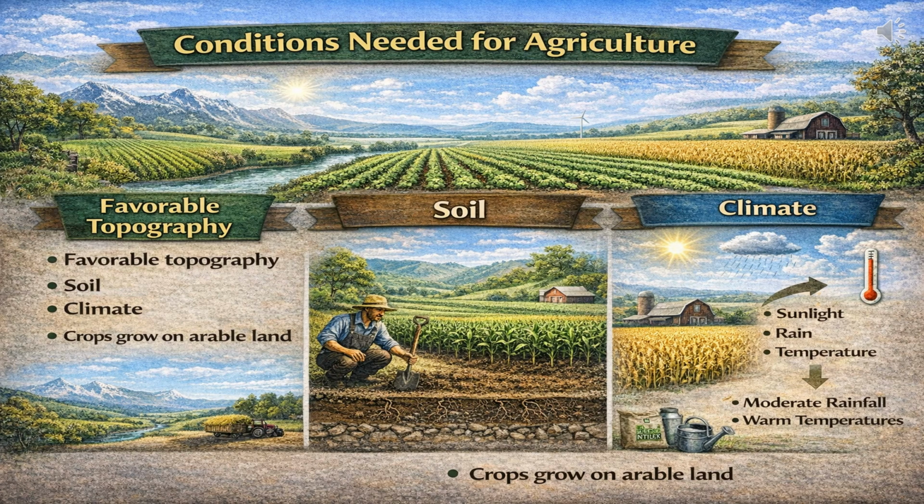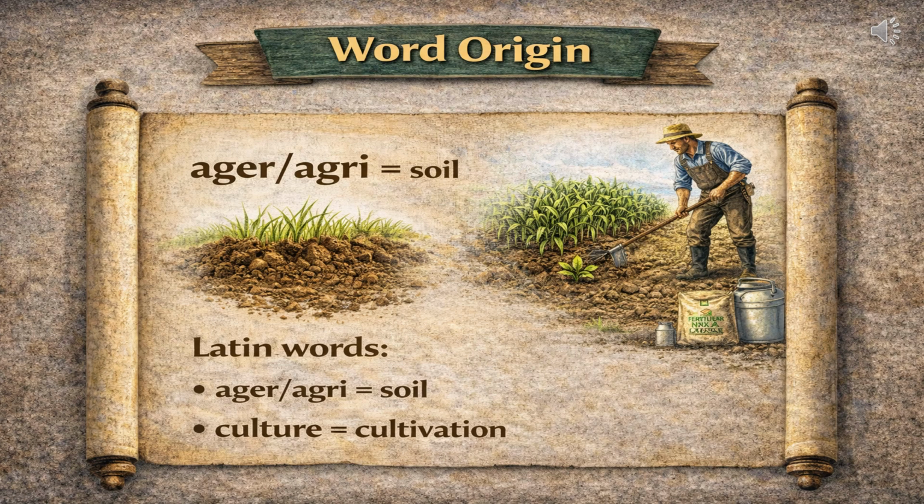Now let's learn a small but interesting fact. Where the word agriculture came from. The word agriculture comes from Latin. Ager/agri means soil. Culture means cultivation. So agriculture literally means cultivation of soil. Simple and meaningful, right? Now there are some special terms related to agriculture.